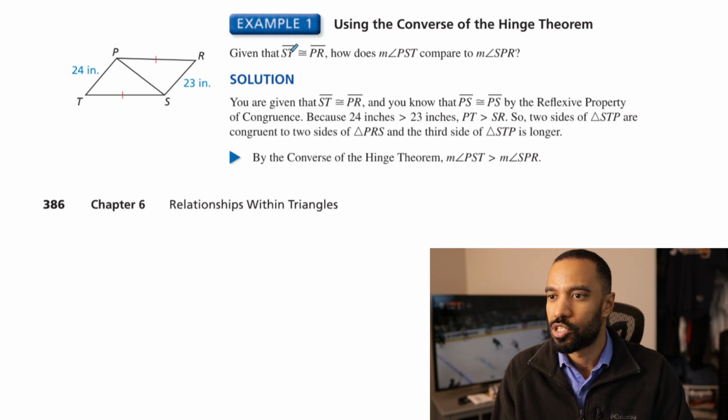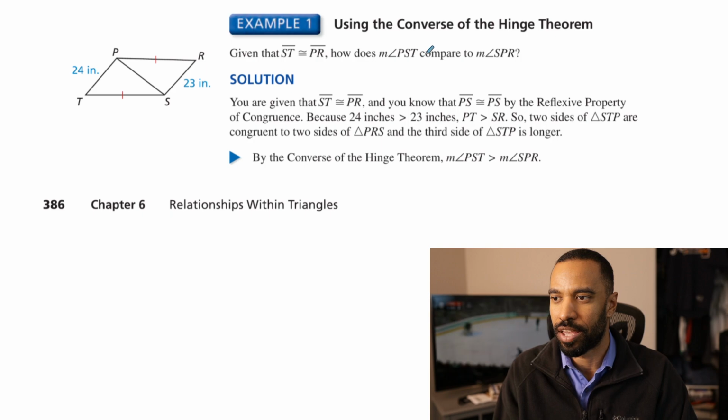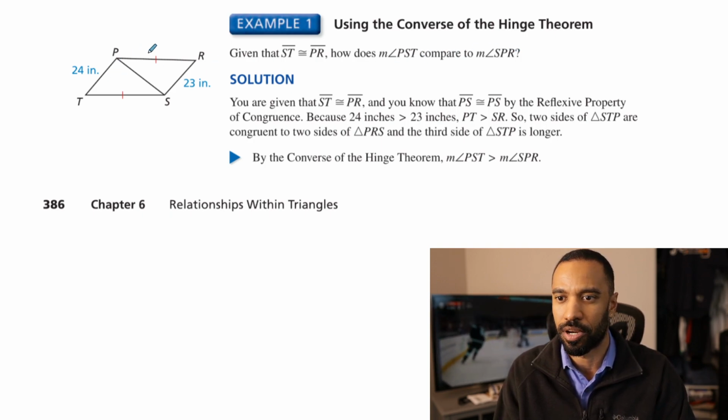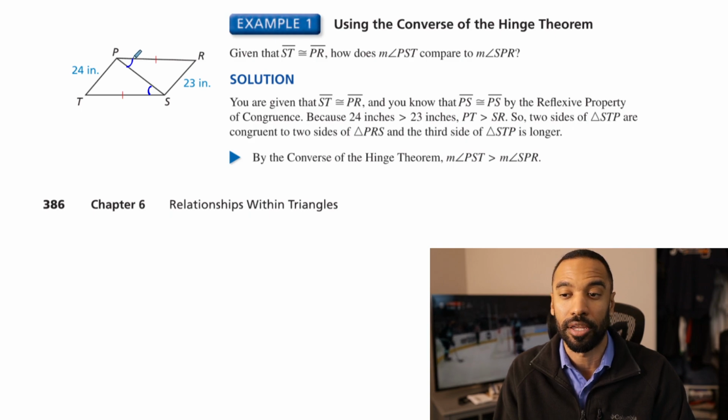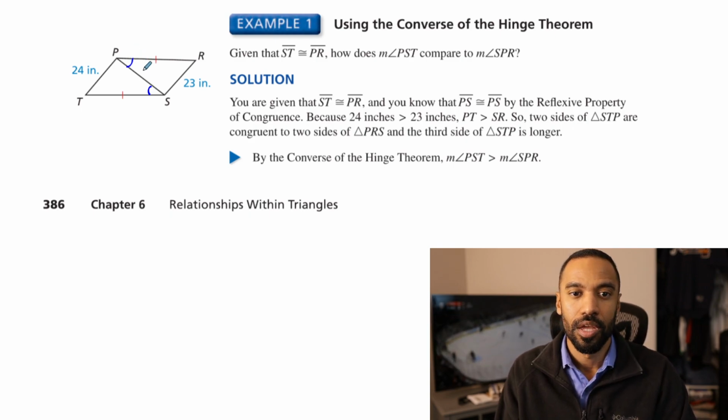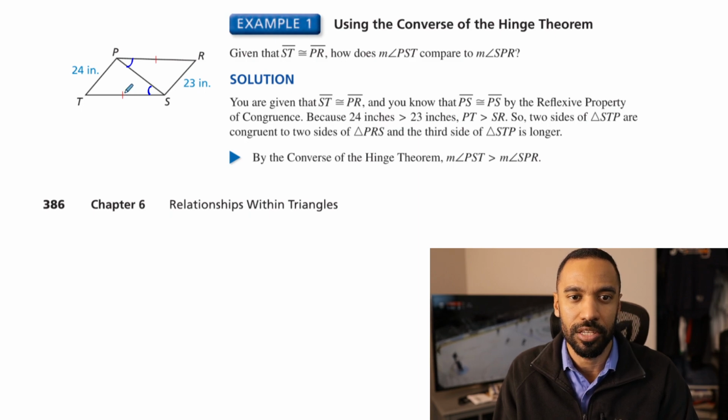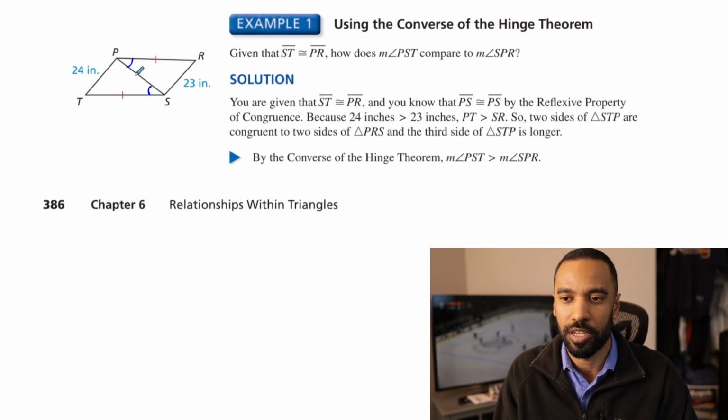Given that segment ST is congruent to segment PR, we can see these two are congruent. How does the measure of angle PST compare to the measure of angle SPR? PST is right here, and SPR is right here. I'm not marking them congruent, I'm indicating where they are. They're probably going to talk about these two being the same, given to be congruent, and by the reflexive property, we can say these are congruent to each other.